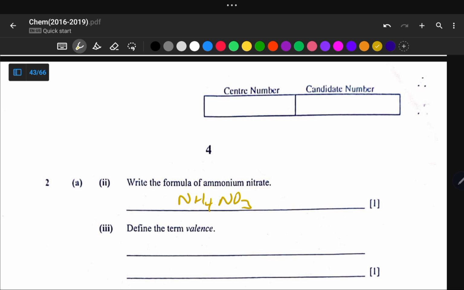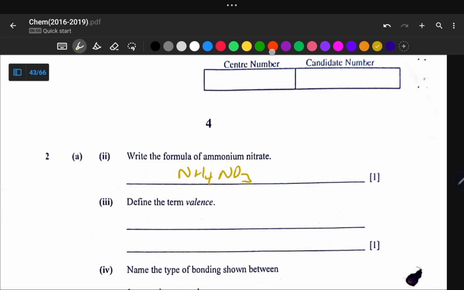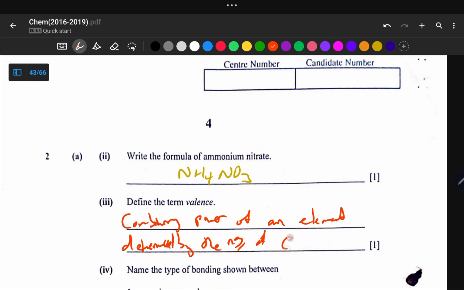And then define the term valence. So valence is defined as the combining power of an element, determined by the number of electrons it can lose, gain, or share to form chemical bonds, right? So this one means the combining power of an element determined by the number of electrons it can lose, gain, or share to form chemical bonds.